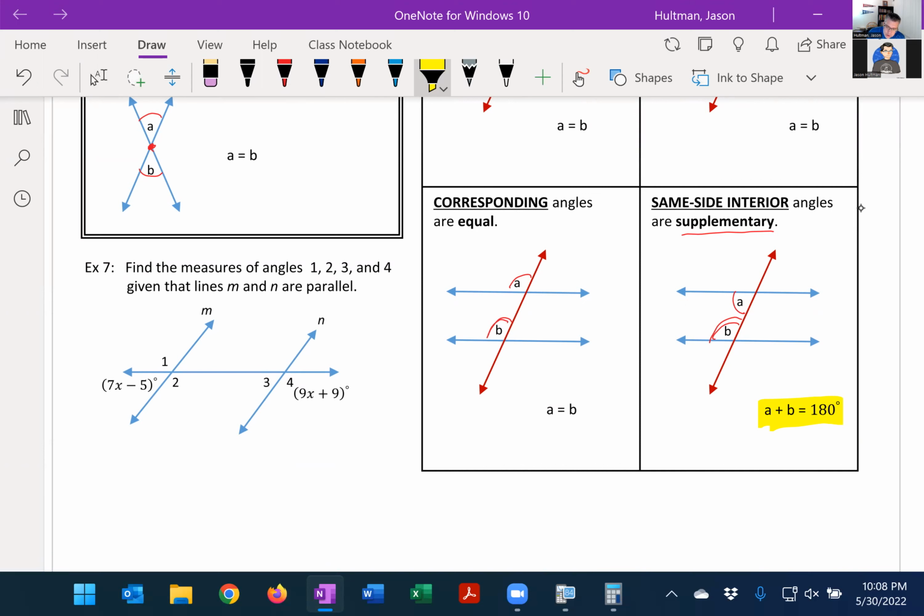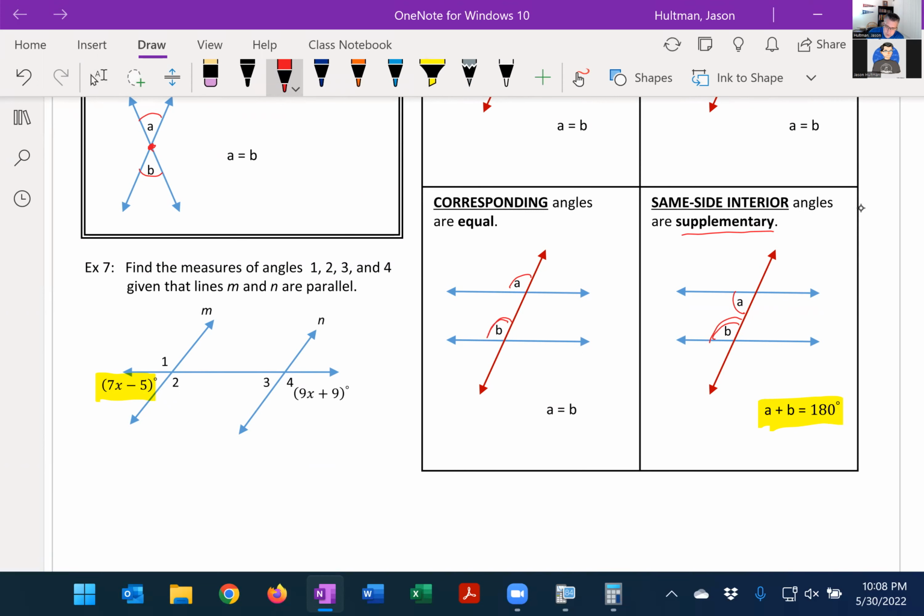So we want to see what's going on in example 7 here. It says find the measures of angles 1, 2, 3, and 4. Okay, we know that this angle here, which I'll highlight, 7x minus 5, is opposite angle 2 here. Angle 1 and angle 2, they make up a line, and so they would add up to 180.